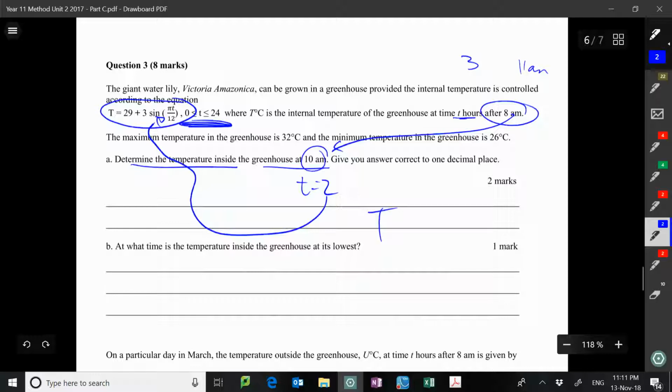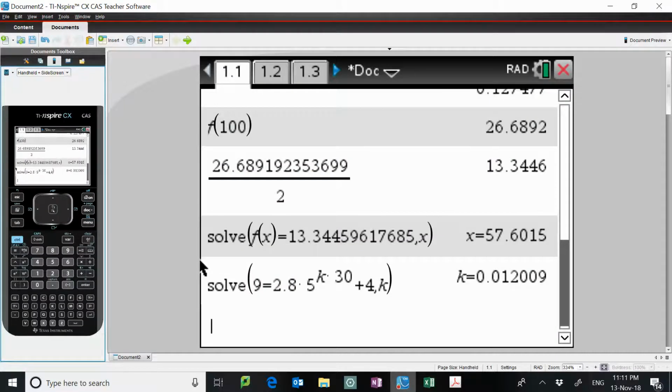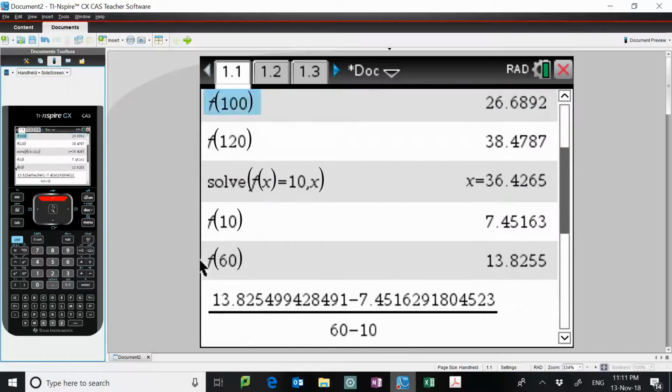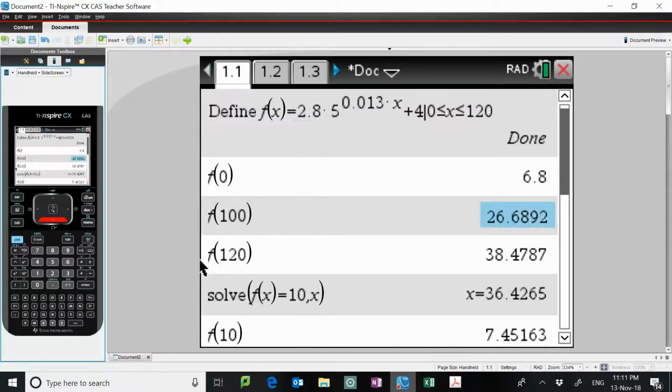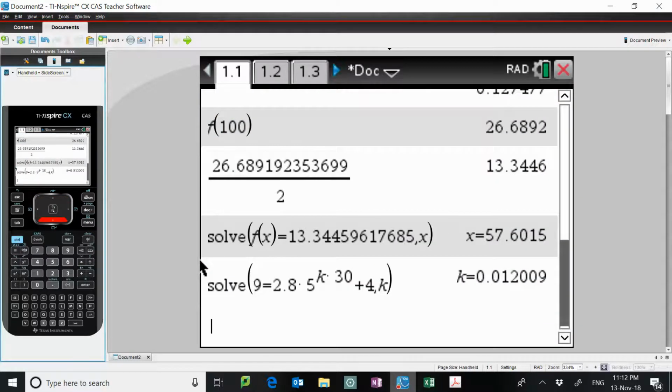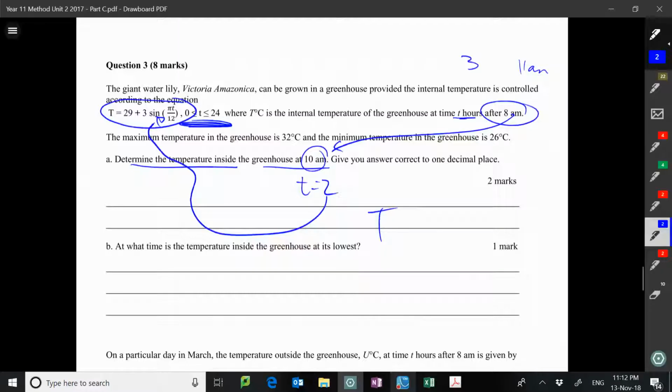So really, define, solve. If you look at all my calculator work so far, I've just been defining and solving and defining. I haven't done much else besides that. And that's all you need for your CAS. Okay? I'm going to leave it there.